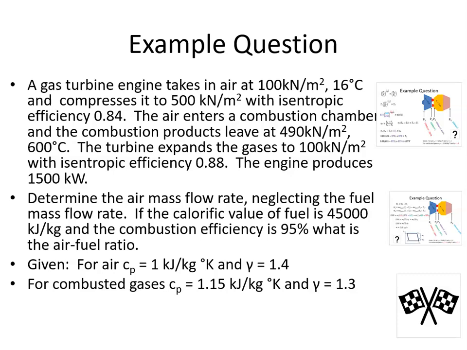We're asked to work out the air mass flow rate, neglecting the fuel mass flow rate. And we're told that if the calorific value of the fuel is 45,000 kilojoules per kilogram, and the combustor has an efficiency of 95%, what is the air to fuel ratio? And we're given some constants. Okay, so this is a pretty long question.